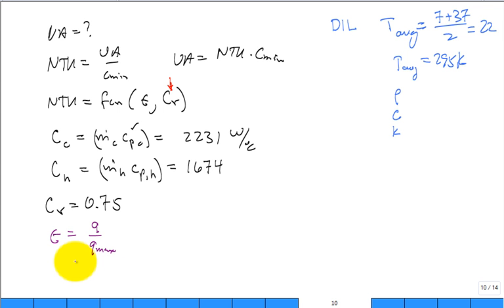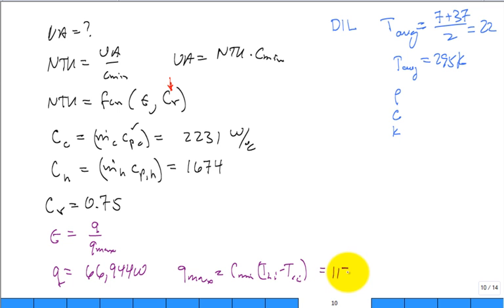What is my actual Q? The actual Q is known from the problem: 66,944 watts. And the Q max is C min times temperature hot in minus temperature cold in. And that came in at 117,152 watts. Hence the effectiveness we back calculate to be 57%. So we have now the effectiveness.